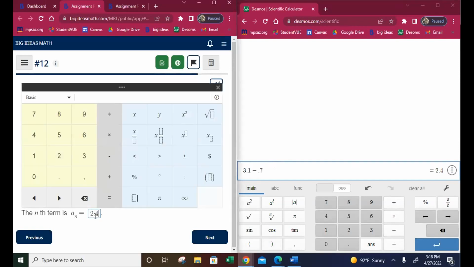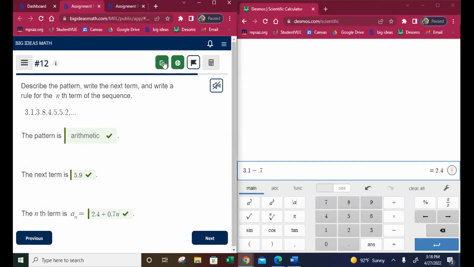And then plus. The next thing you need is that common difference, the 0.7 that you've been using. So put in 0.7 there, times n. I'm sorry, it was 2.4 plus what? The common difference, which is 0.7, times n. And that's it. So it's the previous number plus the common difference times n.